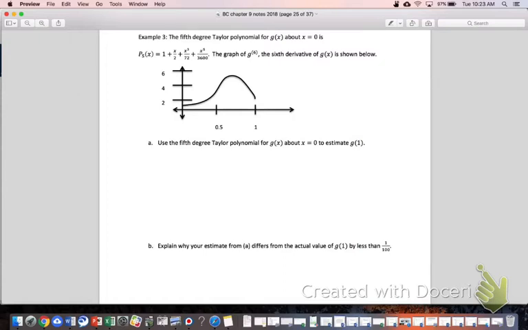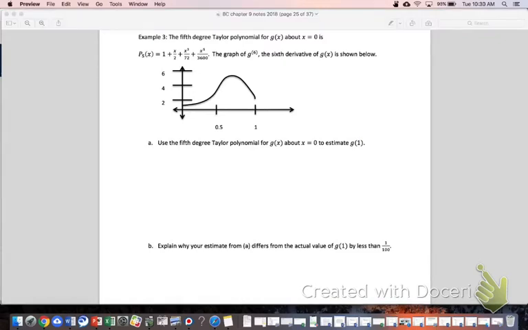So question number 1, use the 5th degree polynomial that you've got right there for g of x to estimate g of 1. So let's use the polynomial. It's going to create a partial sum here, of course, just using those 4 terms. But let's estimate g of 1. And then B, explain why your estimate from A differs from g of 1 by less than 1/100th. Okay, so I'll just let you explore and try this, and hopefully it goes well. I'll be around to answer questions, but we'll check this out.